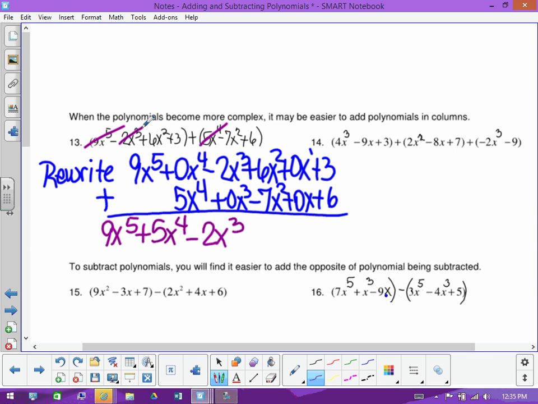This is the first one we can actually combine on the squares. 6x squared, negative 7x squared. So if I look at it right here, we've got negative 1. Okay, I use those up. I don't have any x's. I can write 0x, but I don't need to. Those are just not there. And 6 plus 3 gives me 9.